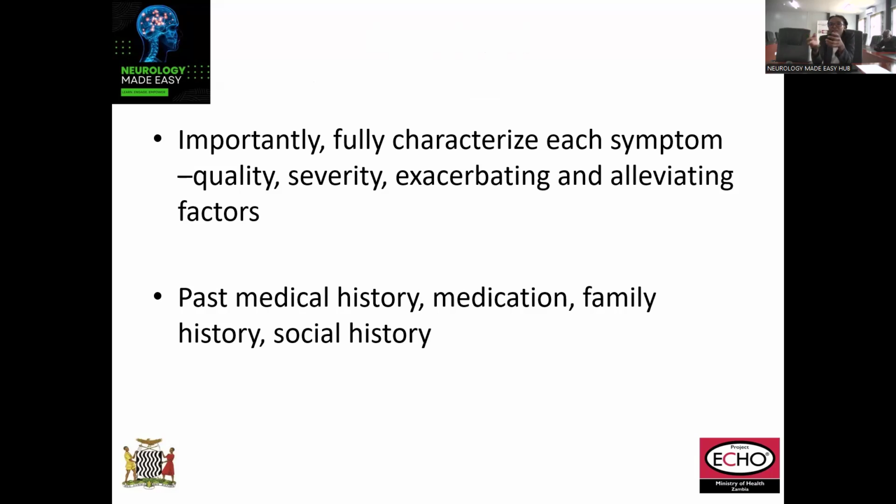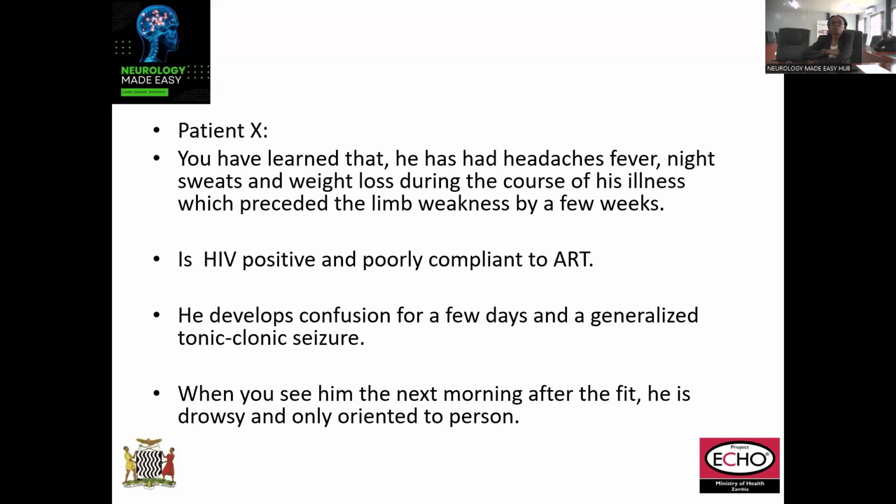So if this is a headache, is there something that makes it worse? Is there something that relieves it? What other factors are associated with it? What's the quality? Is it one-sided? Is it the whole head? And then, of course, like all other medical conditions, past medical history is important, medication history, family history, and social history. So let's come back to our patient X.